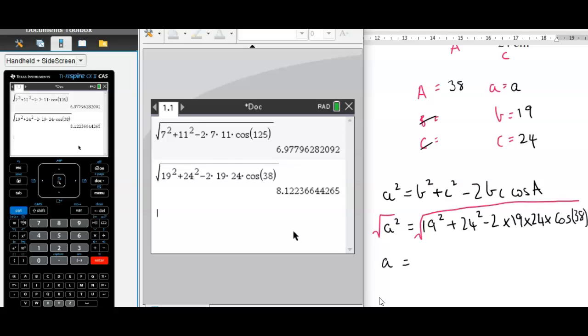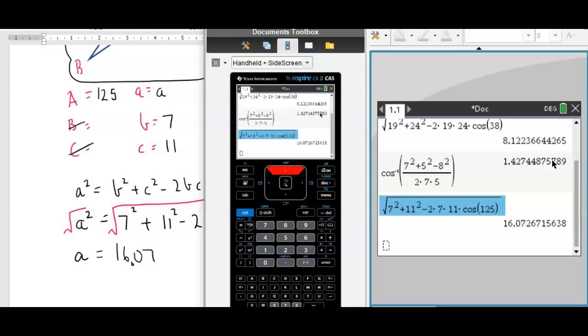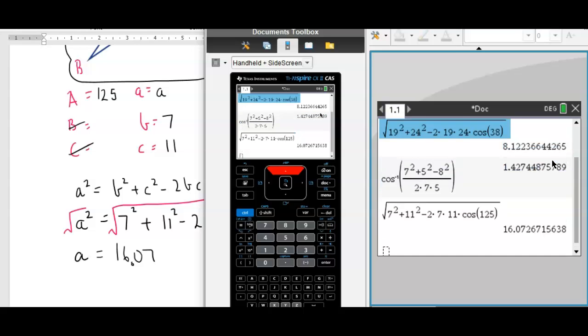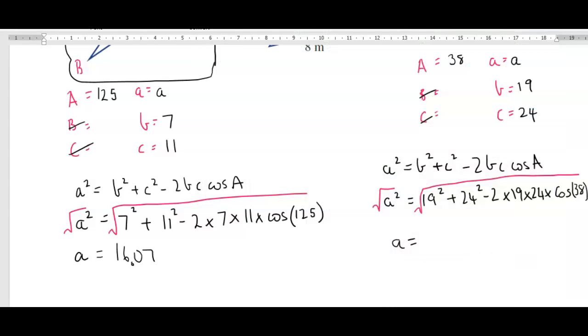So 8.12. All right, so girls, I'm not the best at editing videos, but you probably noticed I had to change the previous answer because my calculator was in radian mode, wasn't in degree mode. So I'm just going to fix this answer here. Sorry for the unprofessional editing skills. So we should get 14.78 for this one. Okay, and that was centimeters. I didn't write centimeters for this one. Okay, beautiful. Sorry about that.